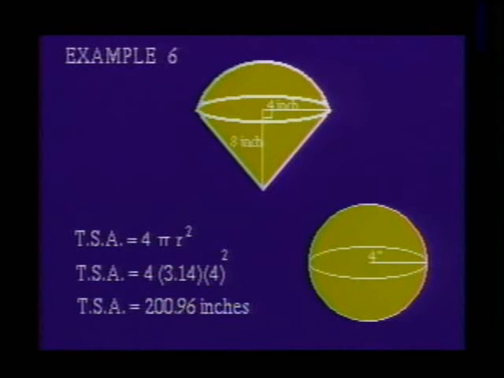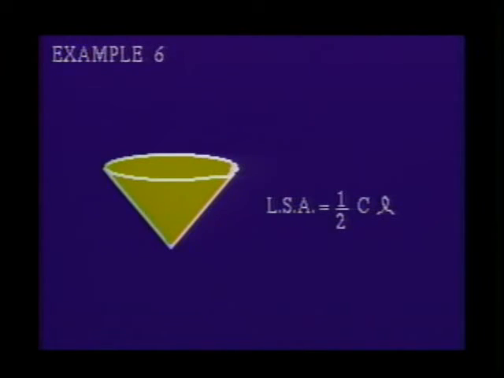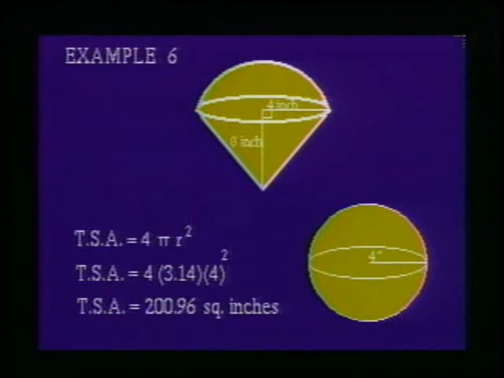Example 6. Find the total surface area of this composite figure. We will begin by identifying the basic solids that make up this figure. The top is a half of a sphere or hemisphere, and the bottom portion is a cone. To find the surface area of the hemisphere, we will calculate the total surface area of the sphere and then take 1/2 of that value.